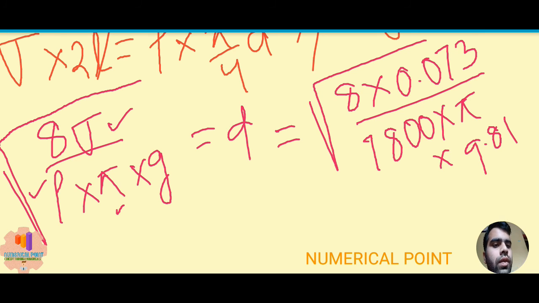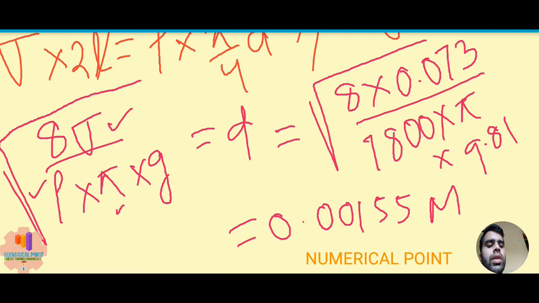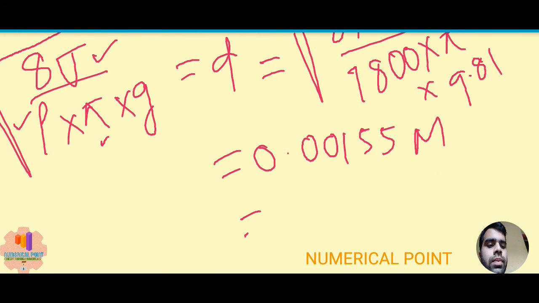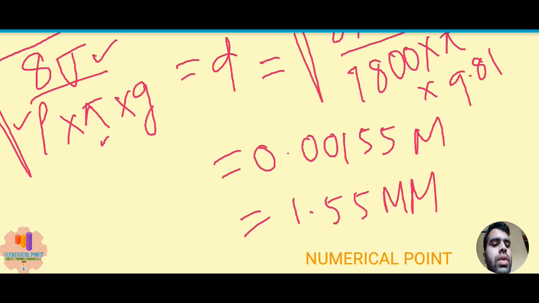We have put all the values. Now let's calculate and find the value of D. Okay, so by calculating this we can find the value of D is 0.00155 meter, which can also be written as 1.55 mm. So this is the answer to today's question.